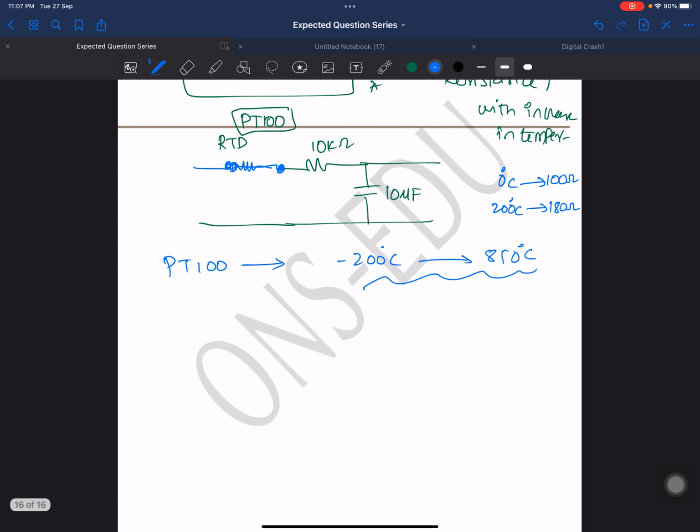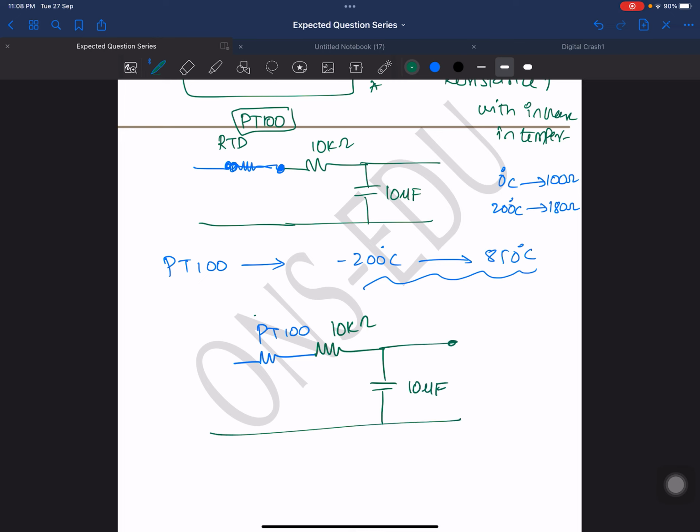So what I have done? I have taken a PT100 temperature sensor. I don't know the resistance of this particular component, because the resistance depends on temperature. So I don't know the exact resistance. Now I am connecting this in series with a 10 kilo ohm resistance, and this is a 10 microfarad capacitor.